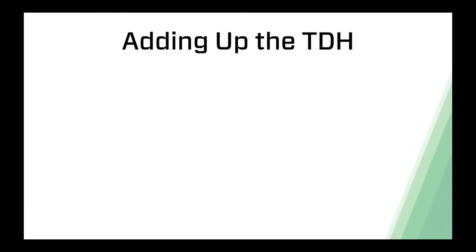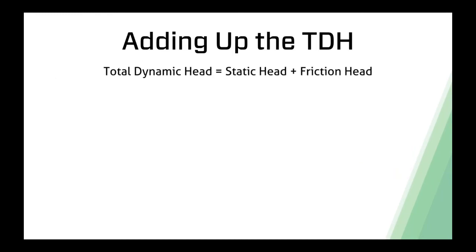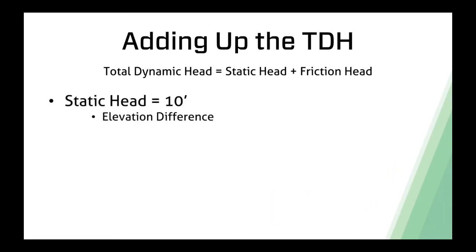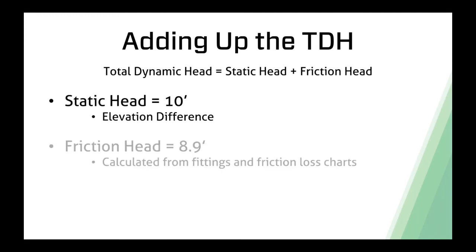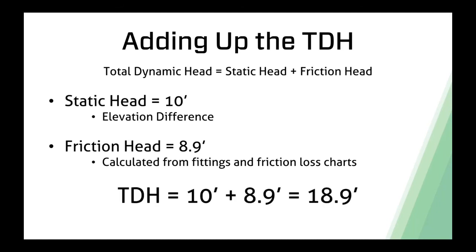So then we add everything up. Our total dynamic head is equal to the static head plus the friction head, and now we know both of those values. The static head was the elevation difference from a few slides ago, and it was 10 feet. We just calculated our friction head. It was 8.9 feet. That was calculated from the fittings chart and the friction loss charts. So we add them up. Total dynamic head is equal to the static head plus the friction head. And in this case, that adds up to 18.9 feet.